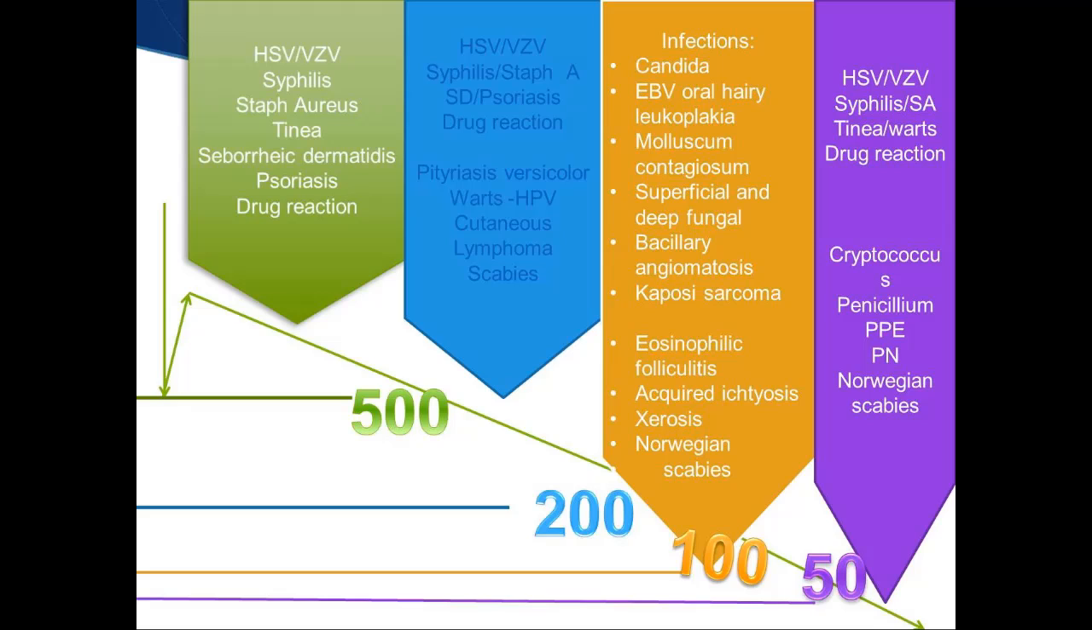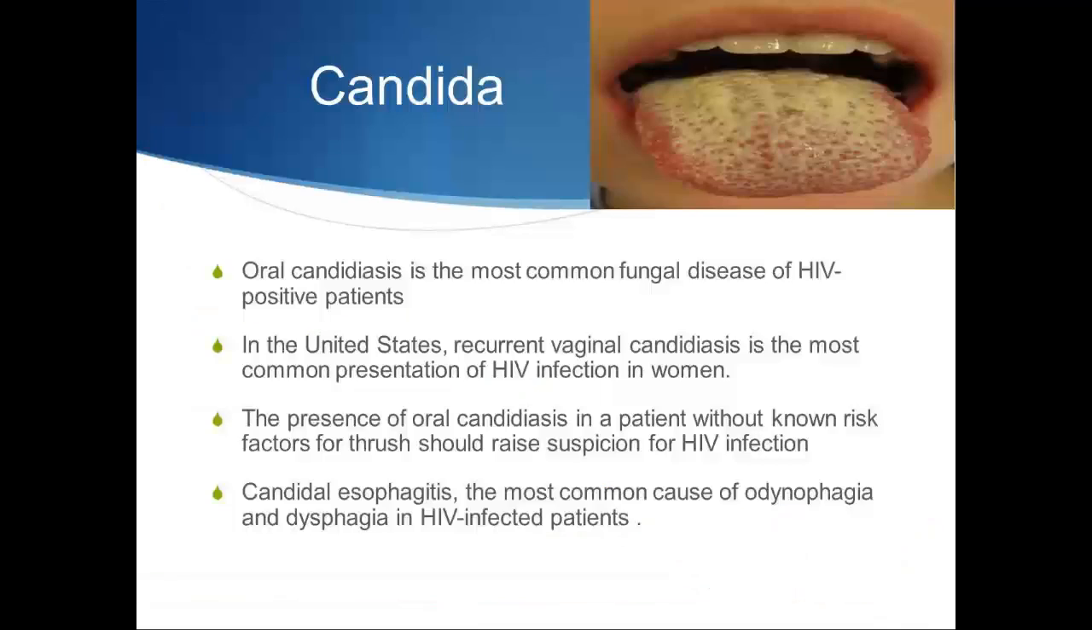So we're done from this, done from that. Moving on to when your CD4 drops below 200. And what are the skin manifestations that you start seeing? First, the famous Candida. We know that Candida is a normal inhabitant of our oral and GI tract.